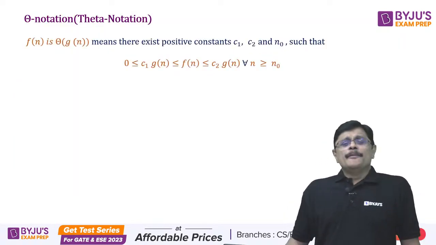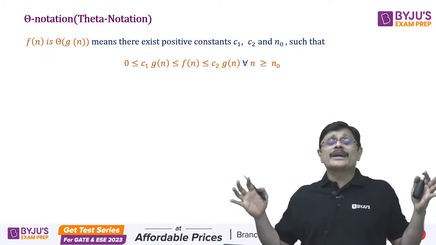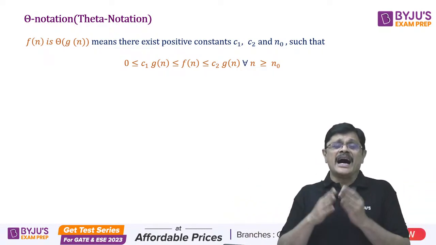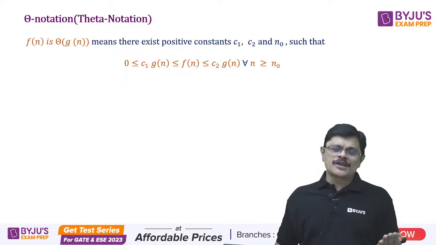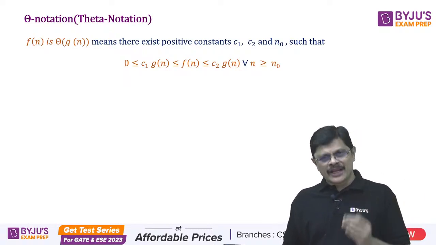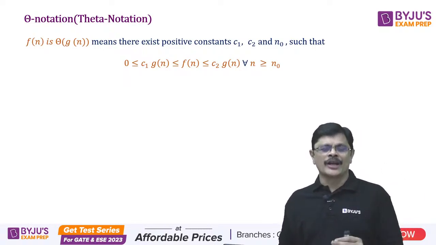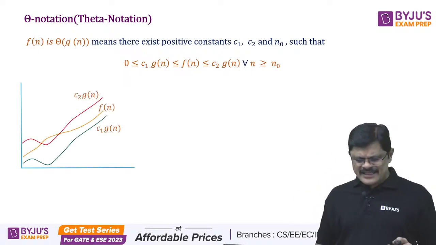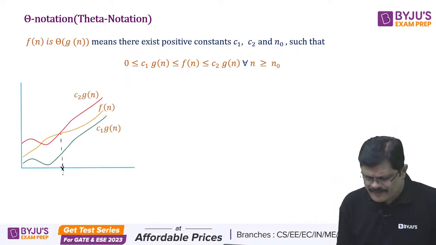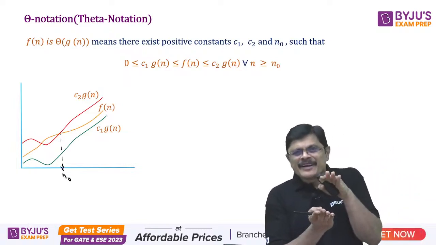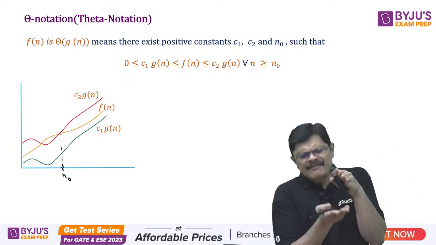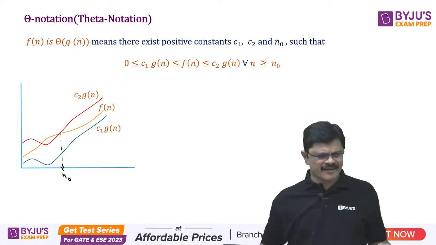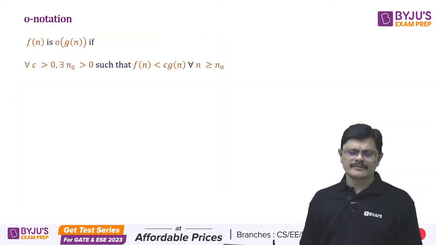Theta means what? It's an asymptotic tight bound. That is, after n naught, some constant times Gn is smaller than or equal to Fn, which is smaller than or equal to some constant times Gn. That is, this Fn will be sandwiched between C1 times Gn and C2 times Gn, my dear friends.